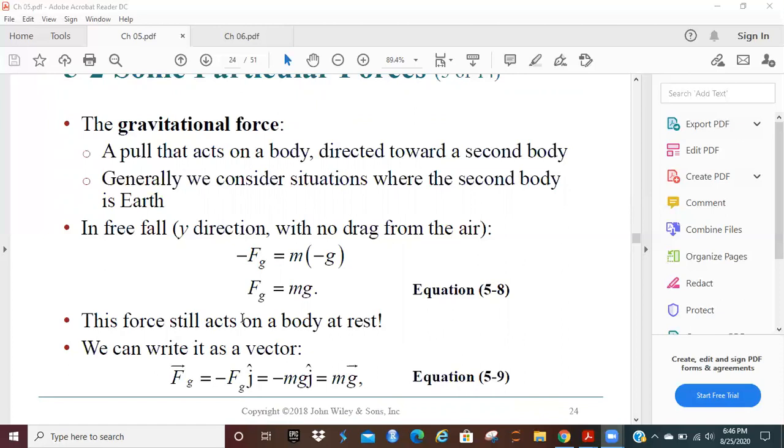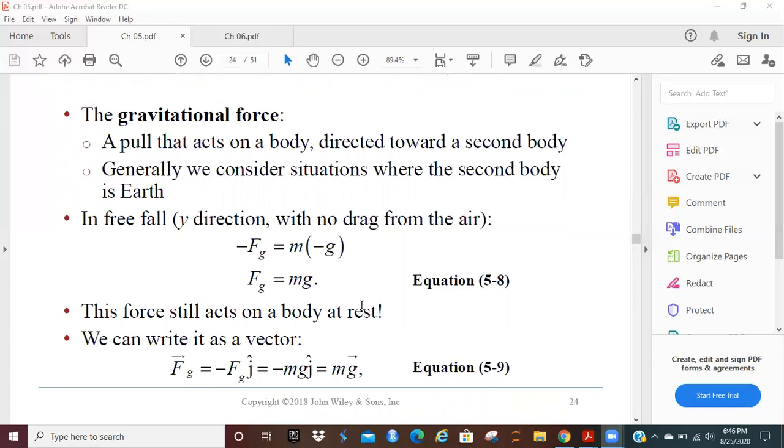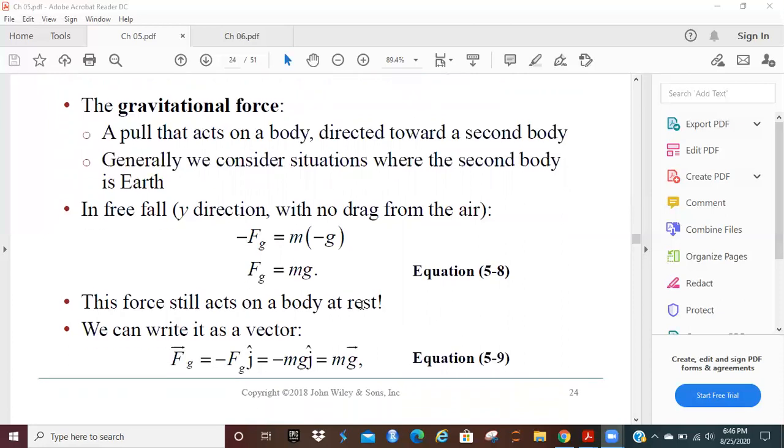Good. So this force still acts on a body at rest. In other words, wherever you happen to be, your laptop is sitting still on your desk, right? It's still being subjected to the force of gravity. What's happening is that your laptop is pushing on the desk and the desk is pushing back, just enough such that your laptop is not having its speed changed.